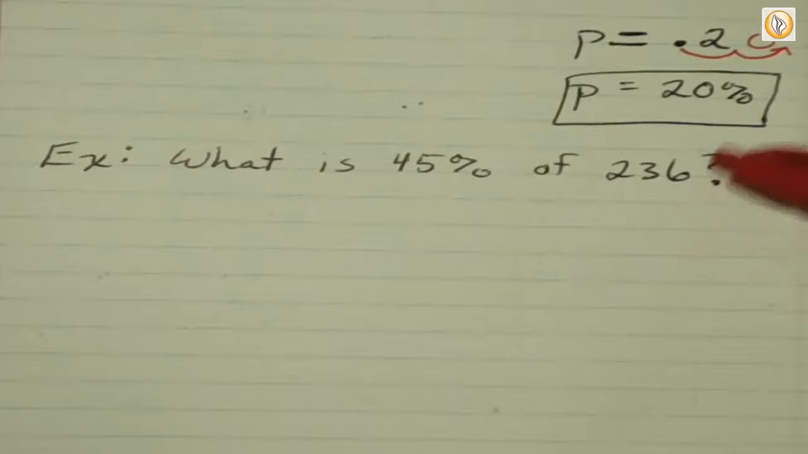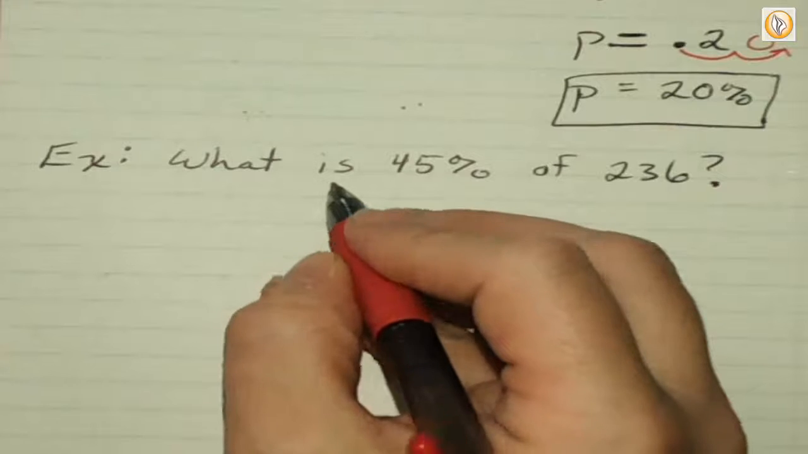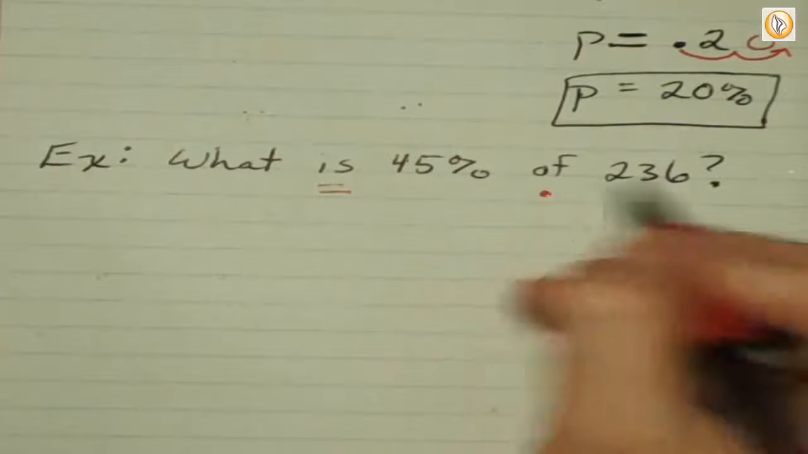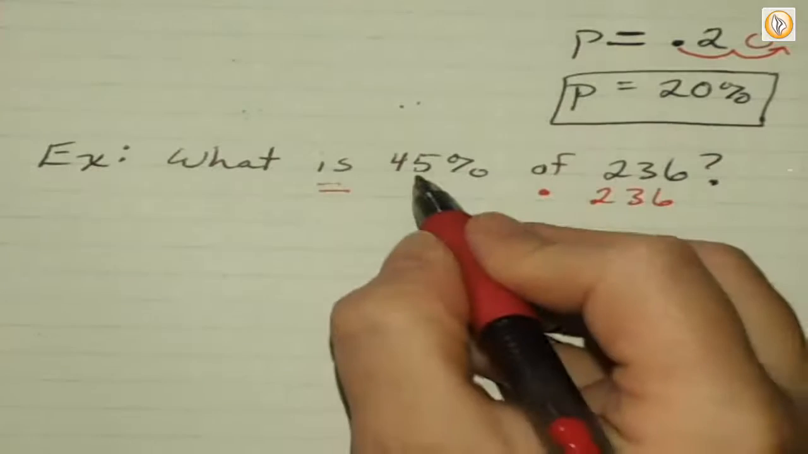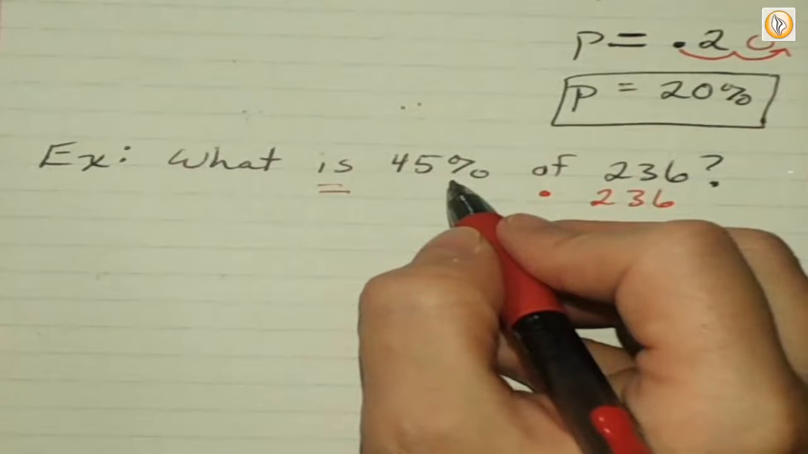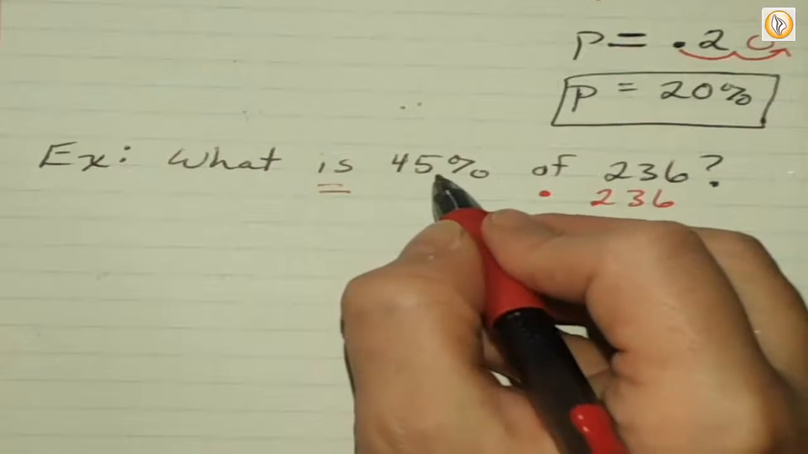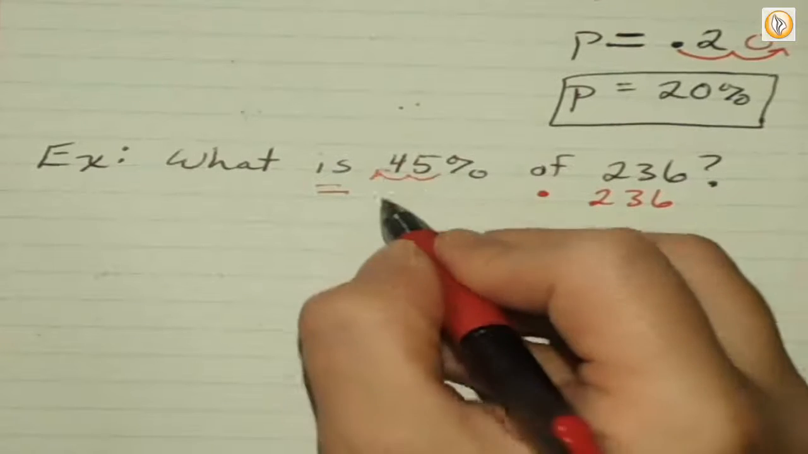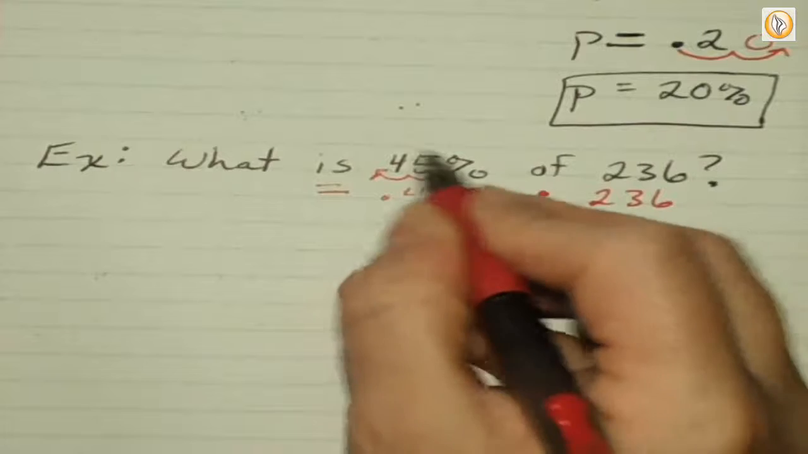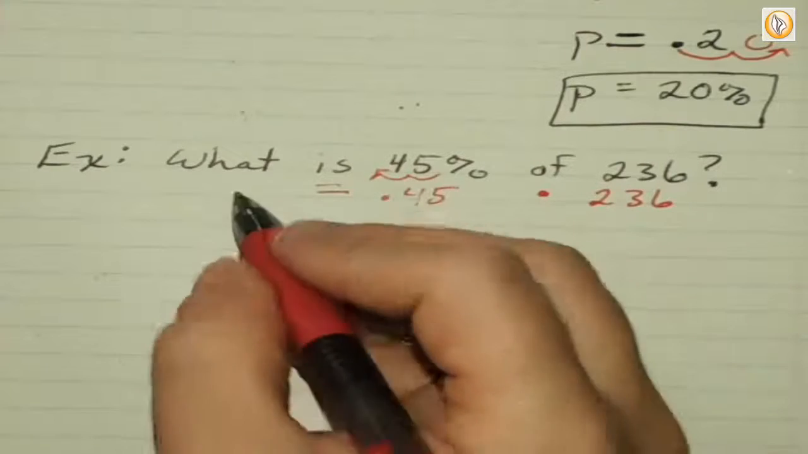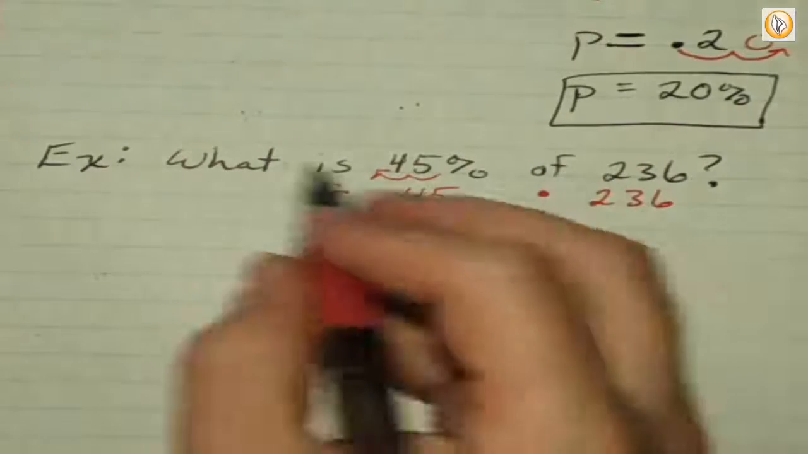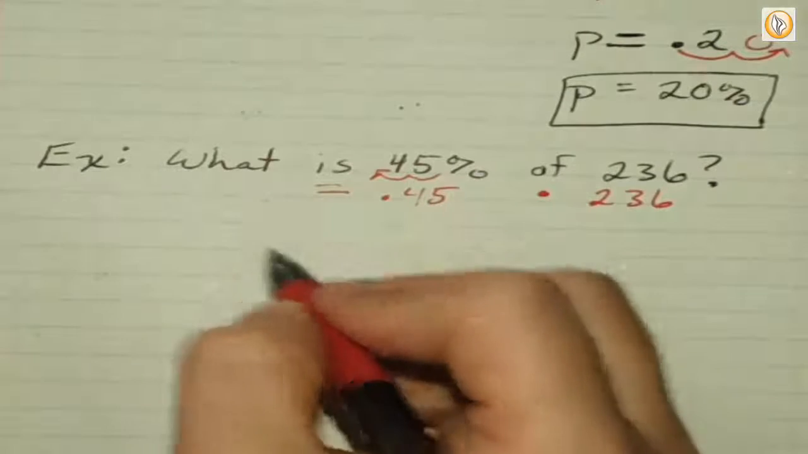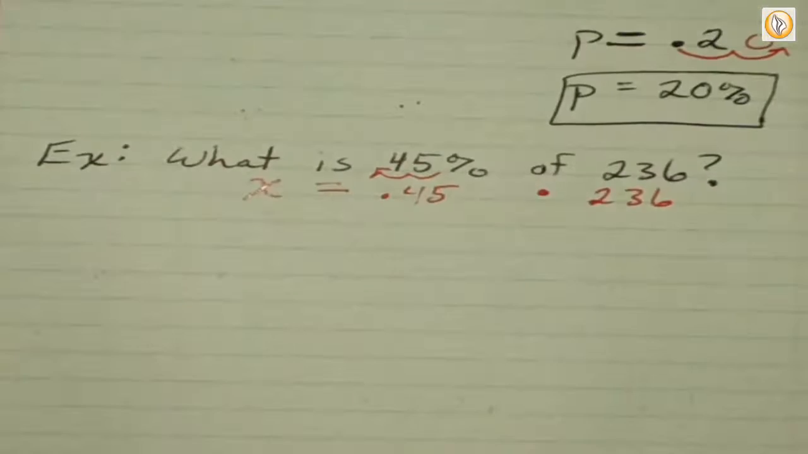Or, what is? Equals. What is of? Bring down this. What do we do to percent when they're in the problem? Aiden? And how do I do that? So I have 0.45. Always change the percent to a decimal. So we've gotten all this down. We don't know this, so what can we call it? X. We can call it X or N or anything else.